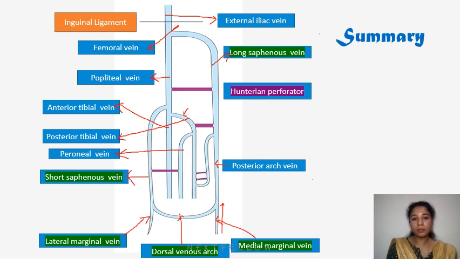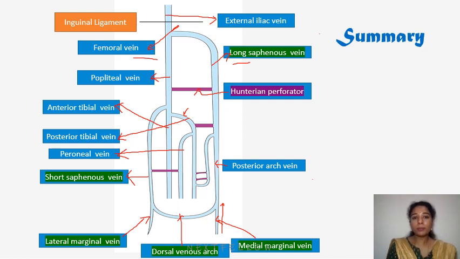So the mid-thigh perforator is called the Hunterian perforator. The Hunterian perforator is just above the knee joint, at the lower part of the adductor canal, where it connects the great saphenous vein with the femoral vein. So we can see it is the connection between the great saphenous vein and the femoral vein. So that is about the mid-thigh perforator or Hunterian perforator.